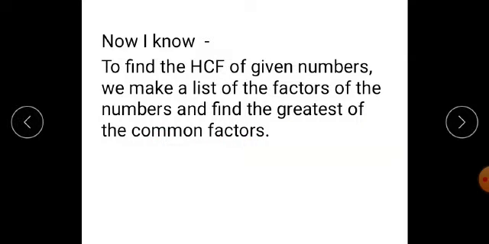Now, students, for this, first of all, you have to find out the factors of the two given numbers. Then you have to list the common factors of the two given numbers. Then you have to find out the greatest among the common factors, and that greatest number is the HCF, that is highest common factor, of the given two numbers. Also remember that HCF, highest common factor, is also known as GCD, that is greatest common divisor.